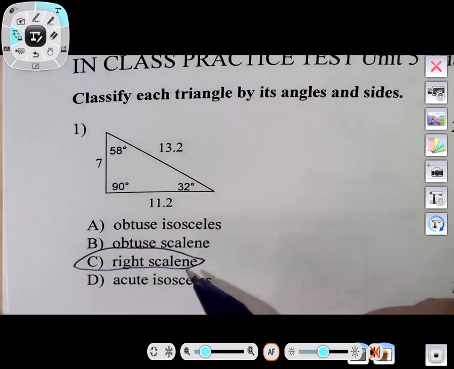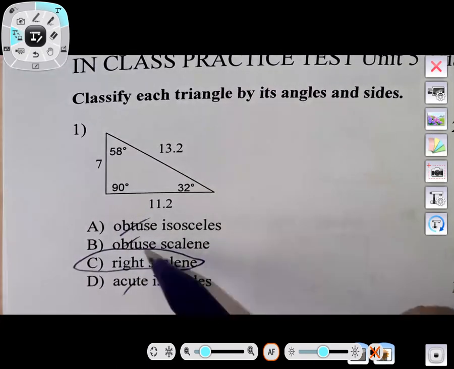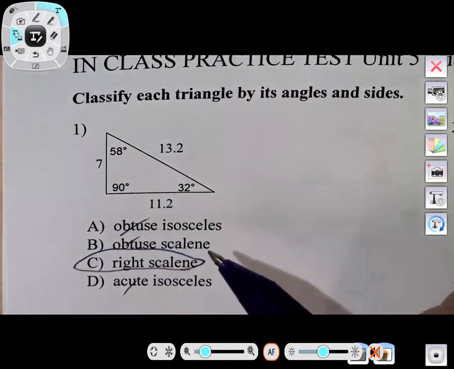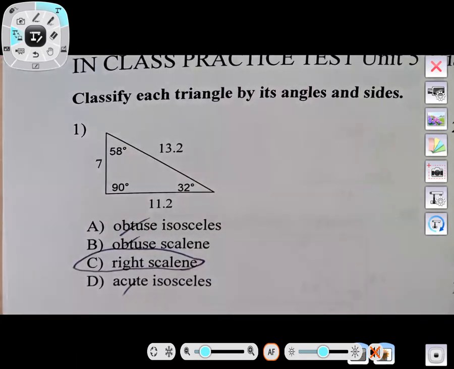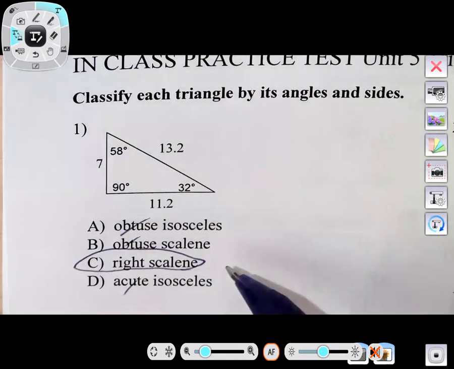But I could have ruled out obtuse and acute because in order to be obtuse, I would need one angle that's bigger than 90. Acute would mean that all three are less than 90. I don't have that. So I've got that one right angle. Let's just refresh our memory what these are.